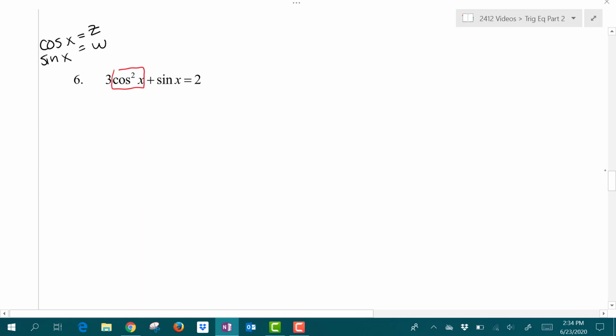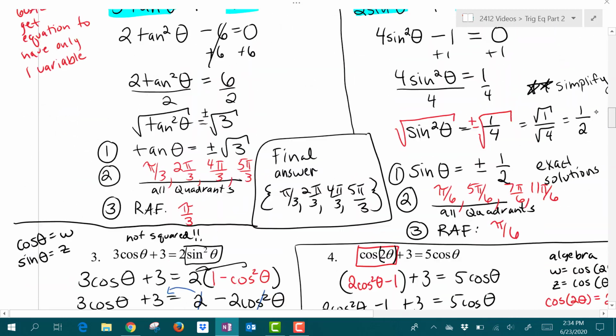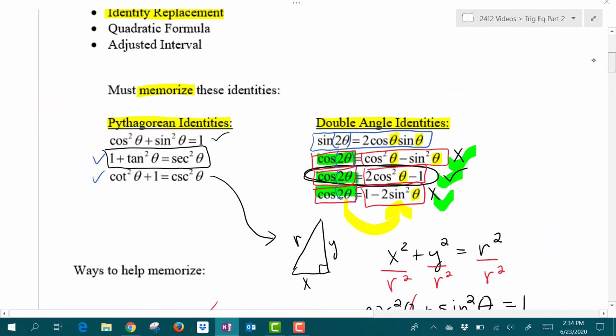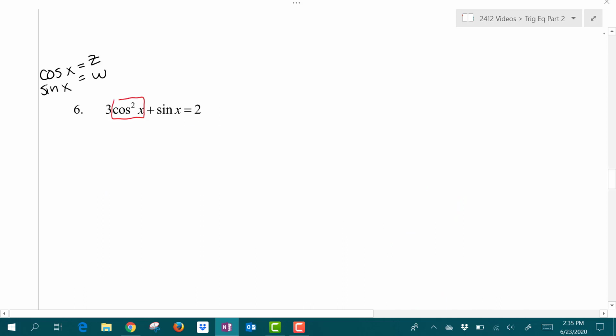Alright, I'm going to go back up to the very top of our notes and let's look at the identities that we have. Okay, so here's our Pythagorean identities. We have a Pythagorean identity that relates cosine squared and sine squared. So this is the one that we're going to use. Now one thing that I want to mention, so let's talk about this. The identity that we have on our page looks like this.